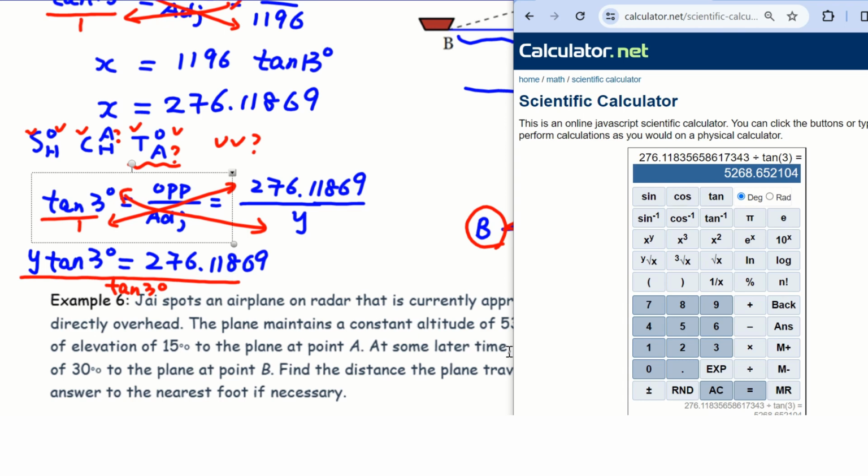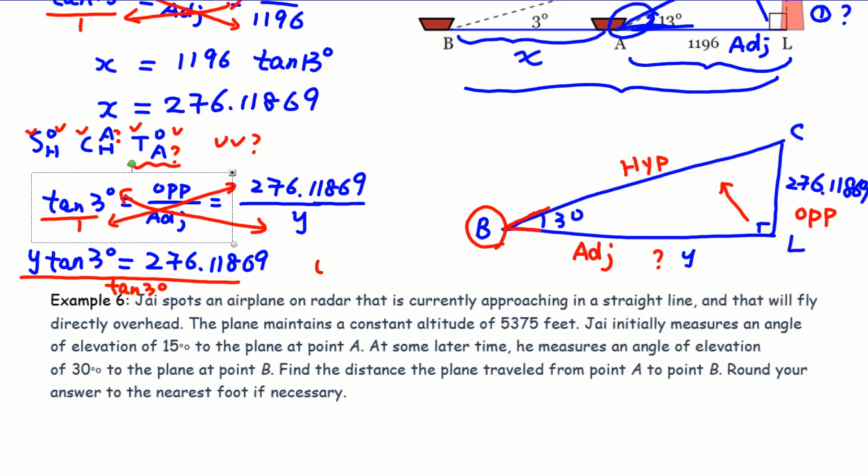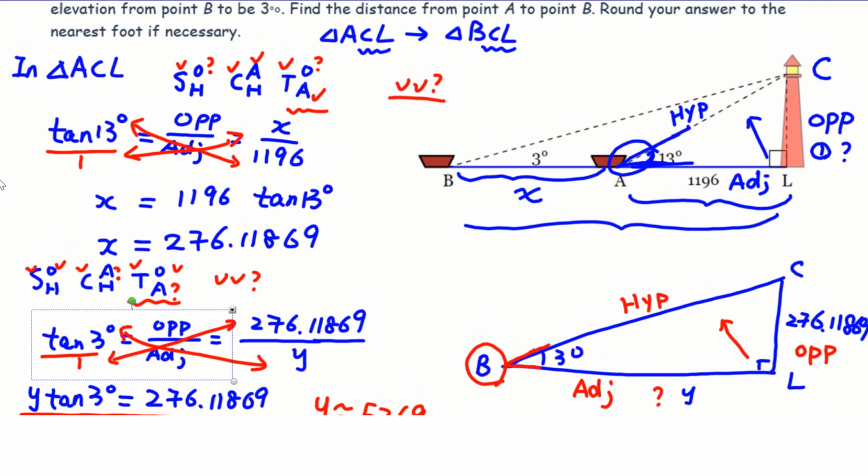It asks you to round it to the nearest foot, so it will be no decimals. After the decimal is 6, which is greater than 5, so we round it up. 5268 plus 1 is 5269. So y is approximately 5269 feet. So this question is done.